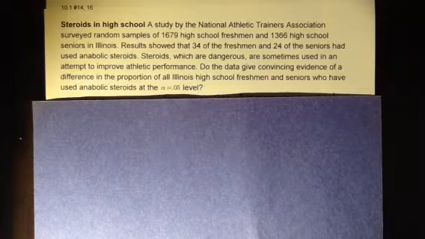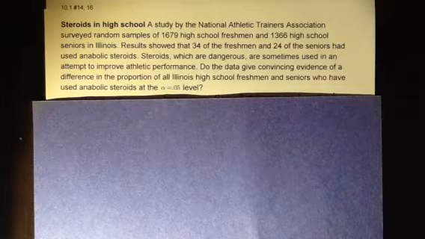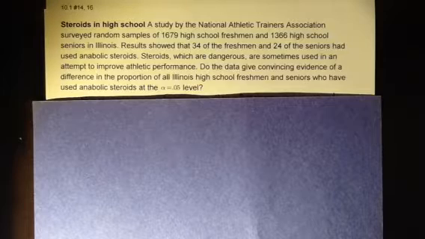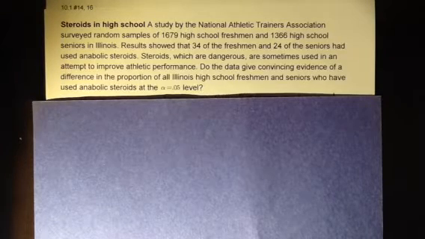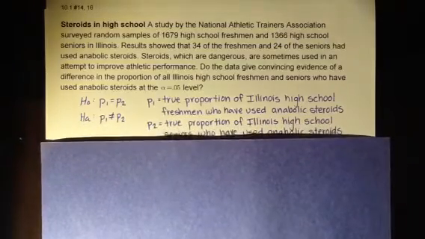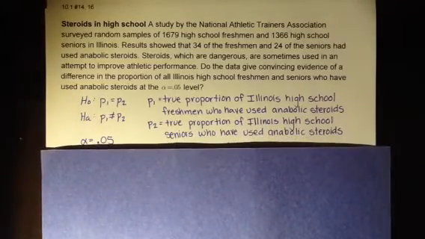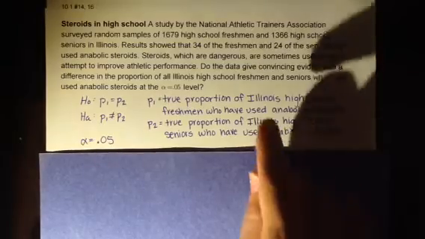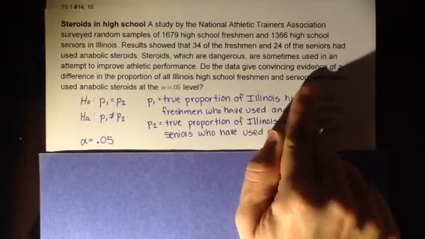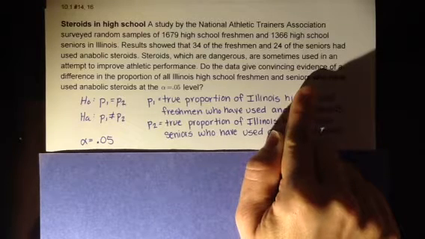So continuing with our problem, do the data give convincing evidence of a difference in the proportion of all Illinois high school freshmen and seniors who have used anabolic steroids at the alpha equal 0.05 level? So in order to do that, because we're doing a test of significance, and first just to point out, as soon as you read this, do the data give convincing evidence, right there that should tell you that you're using a test of significance rather than a confidence interval.